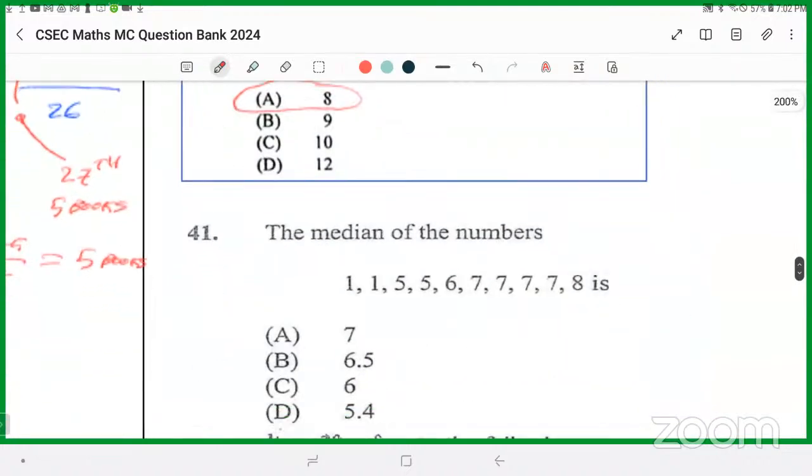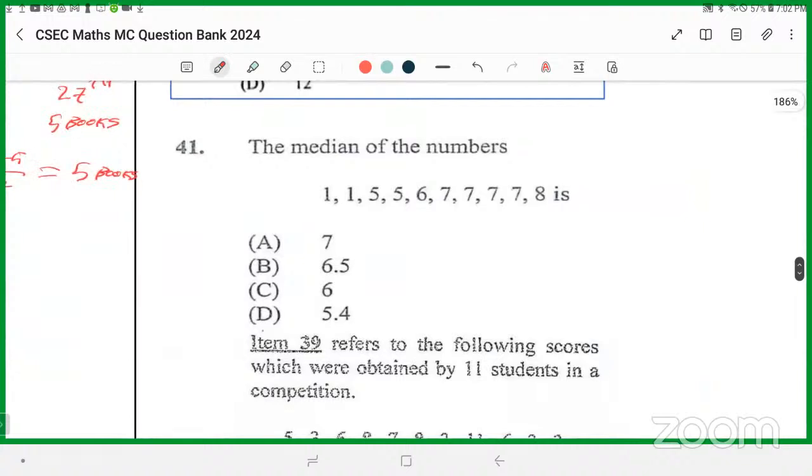All right. This one says the median of these numbers. First thing you want to do is make sure that they are in ascending order, which they are. How many values are there? 1, 2, 3, 4, 5, 6, 7, 8, 9, 10. Since there are 10 values, you're going to have to calculate the median as the average of the middle 2. We divide into 5 and 5 first: 1, 2, 3, 4, 5 at the bottom, and 5 at the top.